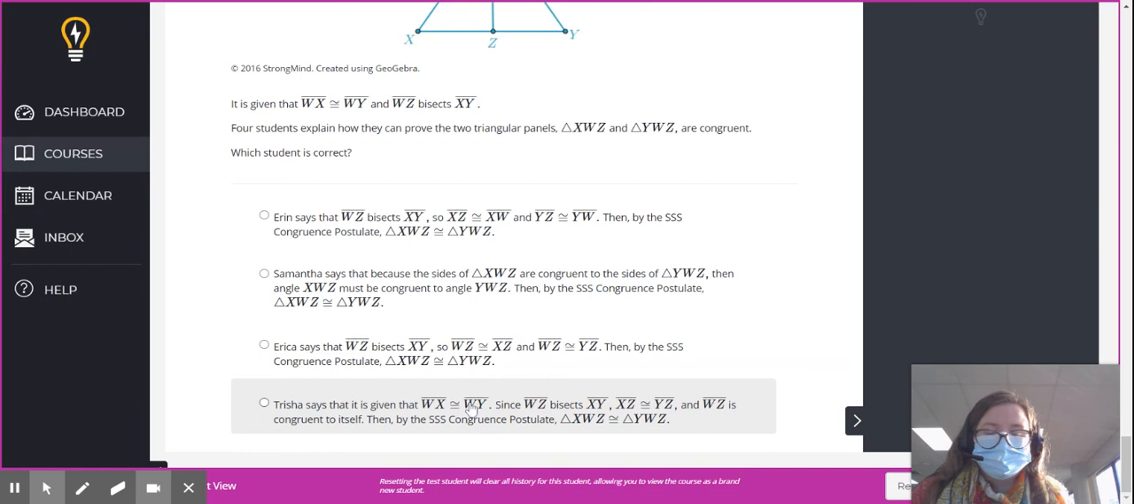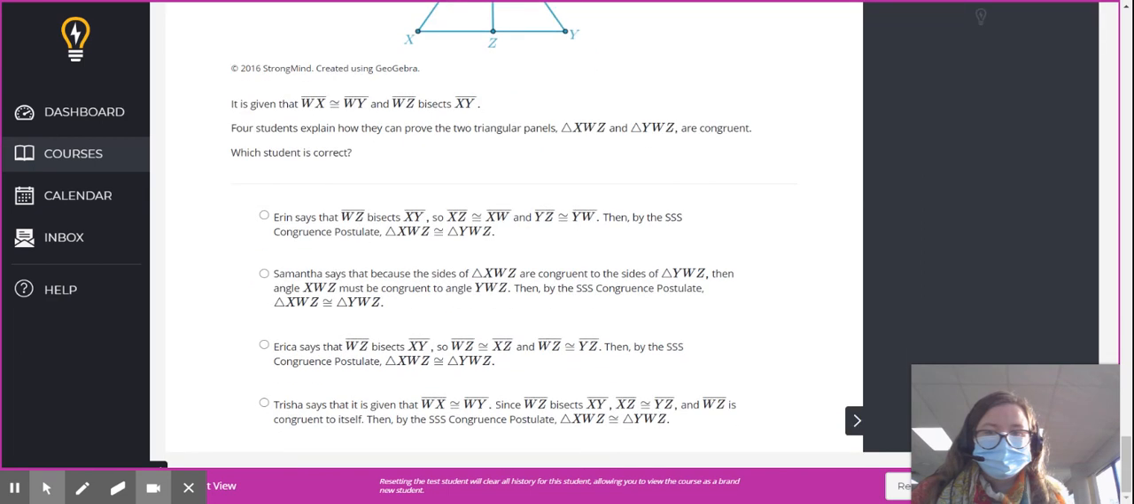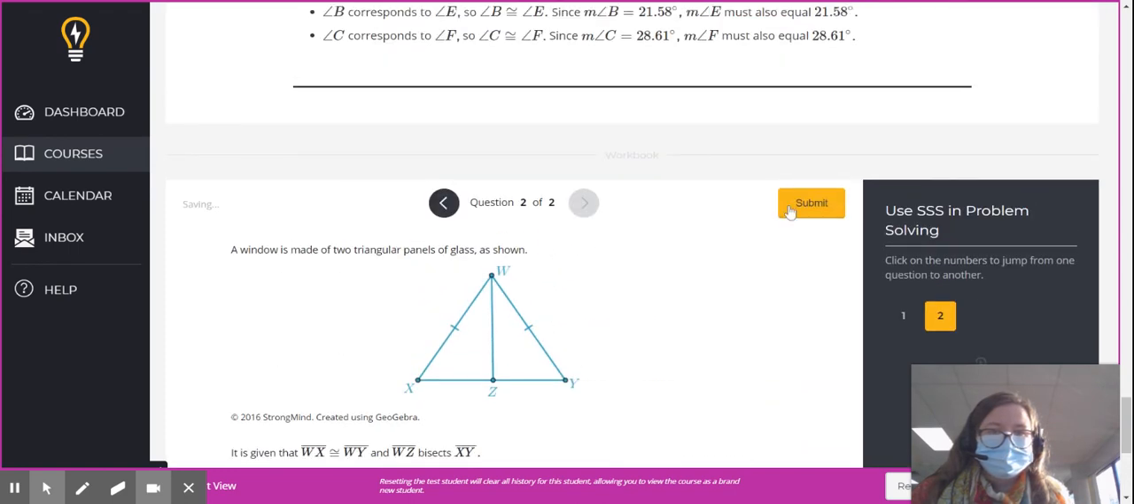WX is WY. That's true. That's what they said up here, right? WX, WY. And then we have WZ bisects XY. So this is what we want. XZ and YZ, YZ is congruent to itself. So it must be this one right there.